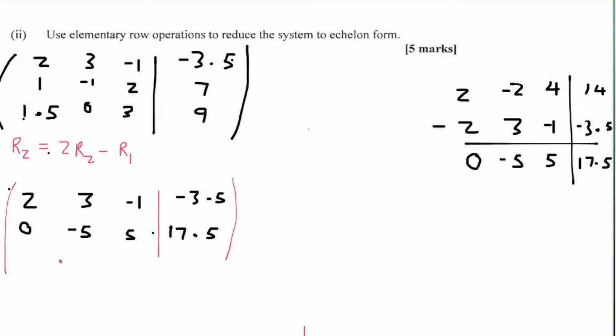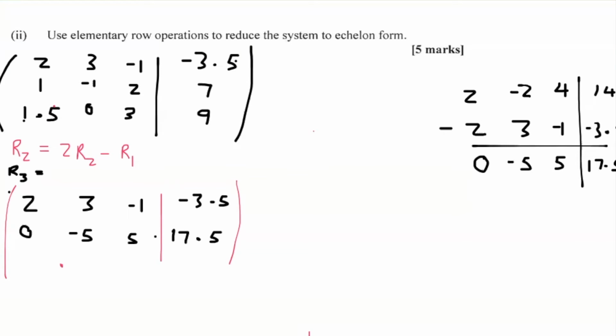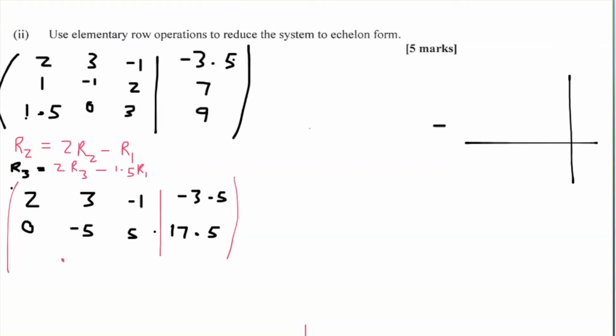Now for row 3, I need this to be 0. So what I'll be doing is multiply row 1 by 1.5 and row 3 by 2. So subtracting them, I will get 0. So multiplying row 3 by 2. So 2 times 1.5 is 3. 2 times 0, that's 0. And 2 times 3, that's 6. And 2 times 9, that's 18.